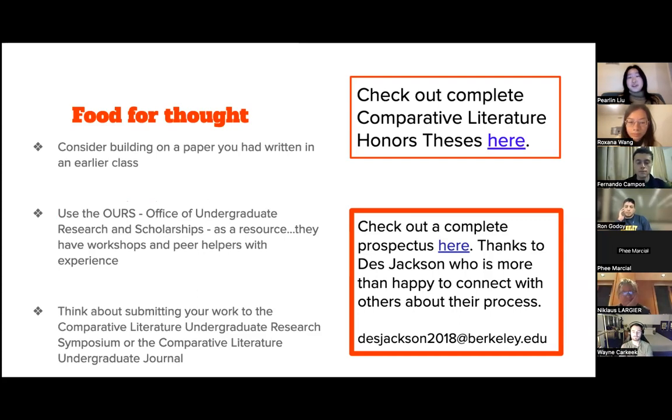Undergraduate Journal, which is our publication, because we are peer reviewed, and it is a great way to add that you were published or you spoke in a conference on your resume. Finally, we have examples of Complit honors theses and a sample research prospectus that you can access at the end of the meeting. You can also email the owner of the research prospectus, who is a current senior at Berkeley, if you have specific questions about their research.